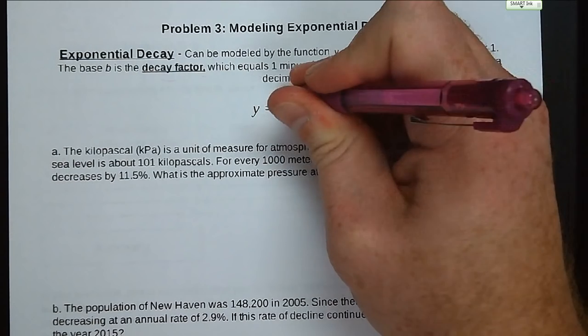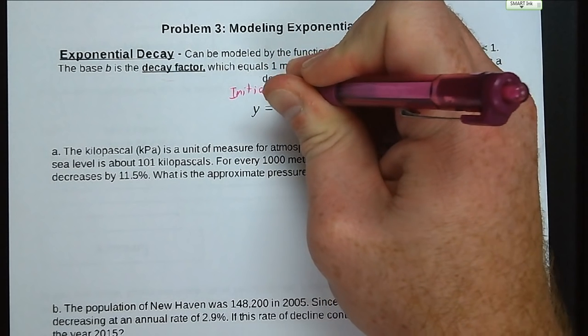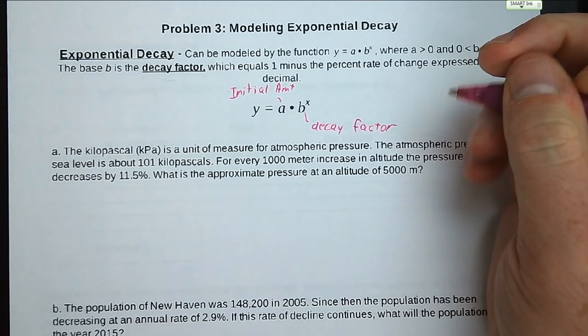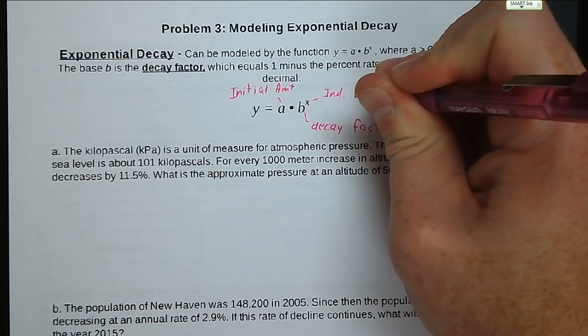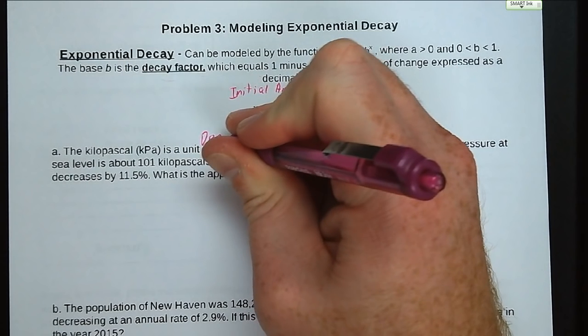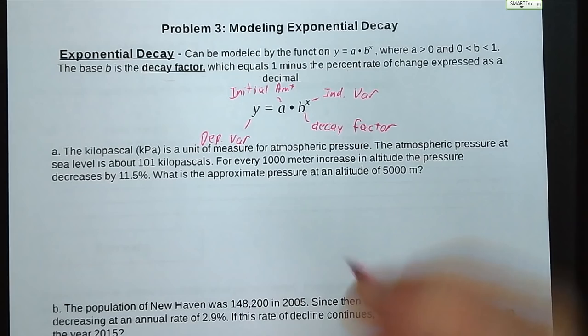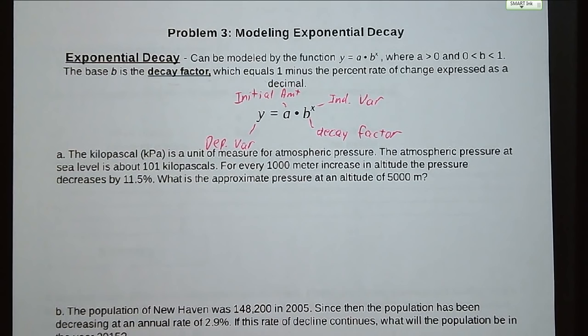This is still our initial amount. This is still going to be our independent variable. And this is still our dependent variable. All right, so now we just need to go and figure out what we're starting with and all that.